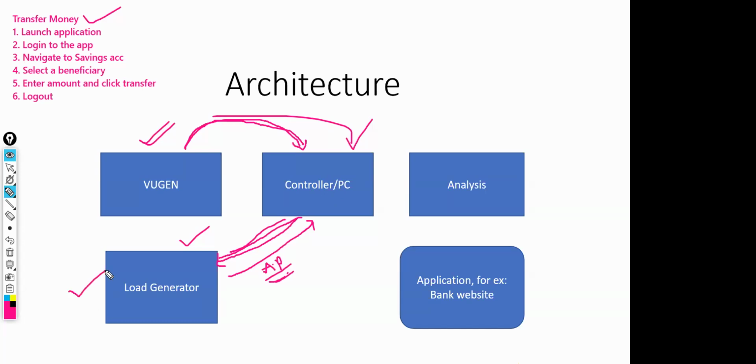Load generator will simulate the users. VuGen will generate or create the script for the critical scenarios. Controller will create a scenario and configure the scenario as per the requirement. Analysis will give you the results of what went right and what went wrong. So all in all, this is the architecture at a very high level. We will discuss all of these in detail, practically as well, in our upcoming sessions.